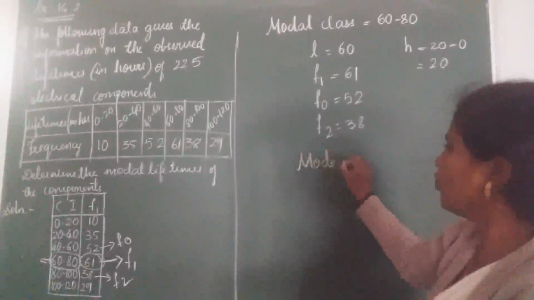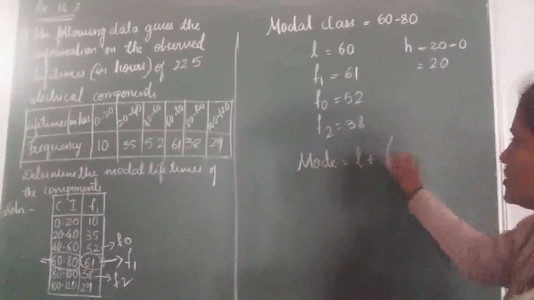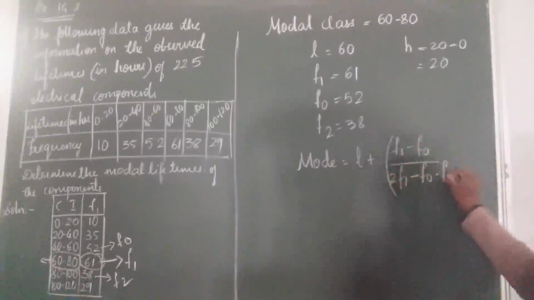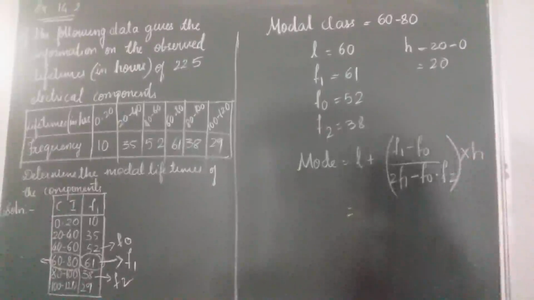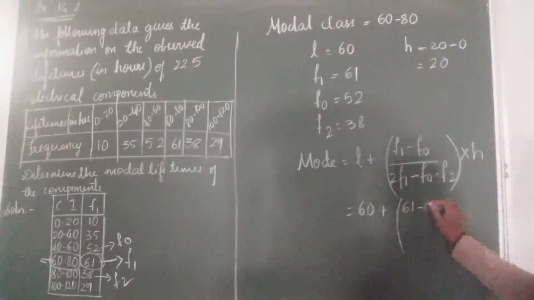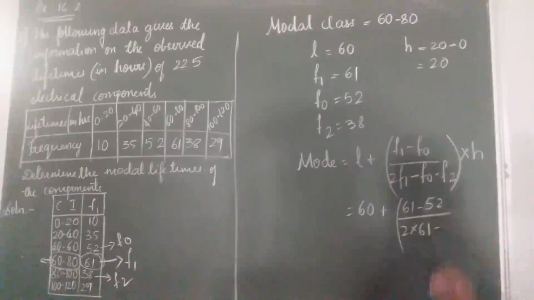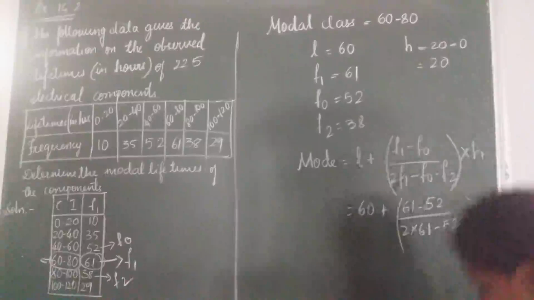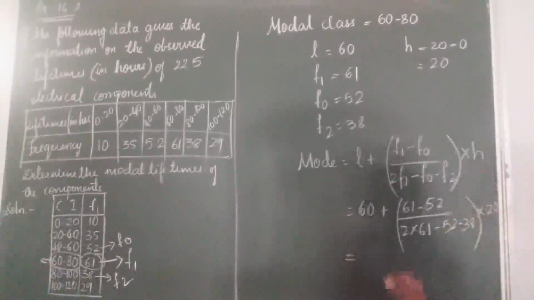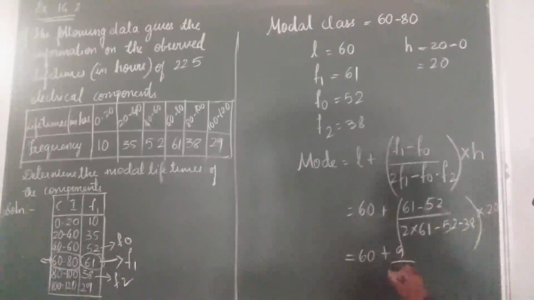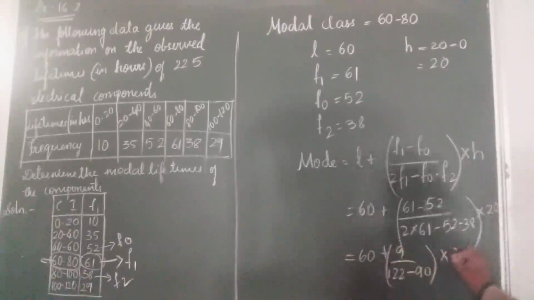Now let us go for the formula. That is mode is equal to L plus open bracket F1 minus F0 divided by 2F1 minus F0 minus F2 into H. So L already it is known that 60 plus F1 minus F0, F1 is 61 minus F0 is 52, divided by 2 into 61 minus 52 minus 38. Class size is 20. So next let us go for the further calculation here. So it is nothing but 60 plus, so 61 minus 52, that is 9 by 122 minus 52 minus 38, into 20.